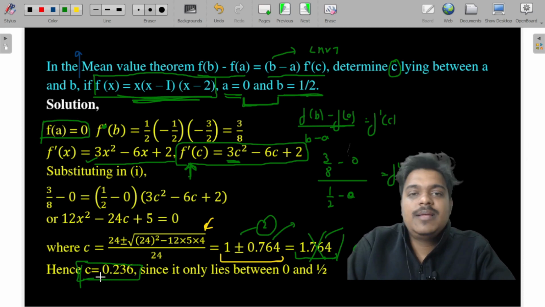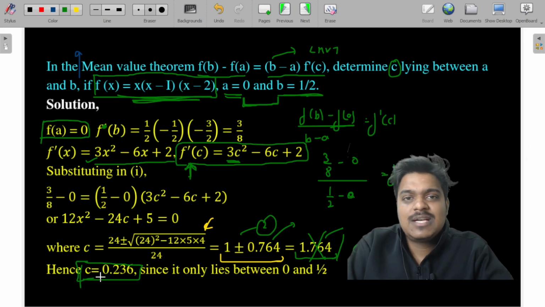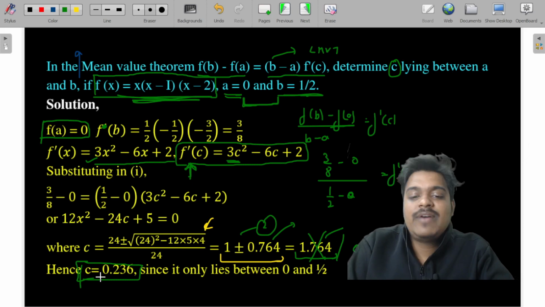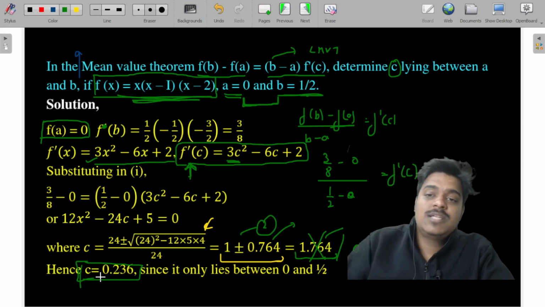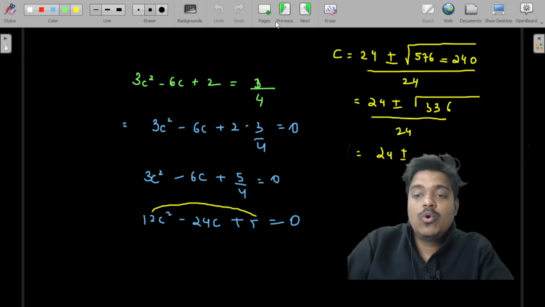I hope you have got the value and how you apply Lagrange's mean value theorem. In the previous part we discussed Rolle's mean value theorem and its numerical. Here we have discussed Lagrange's mean value theorem and its numerical. I'll just give you a brief idea about how to go about it again.